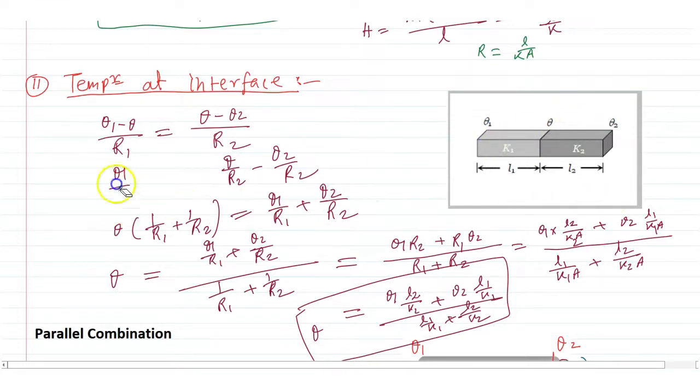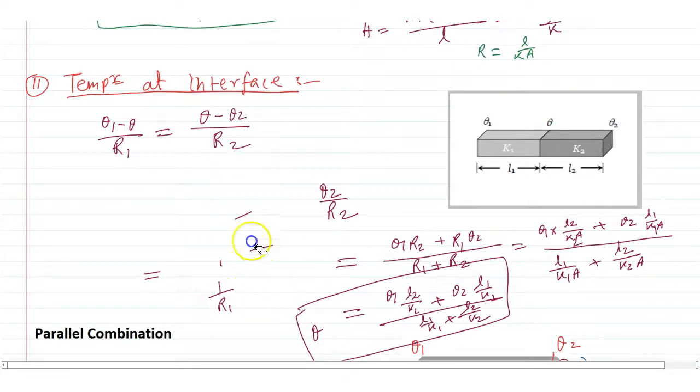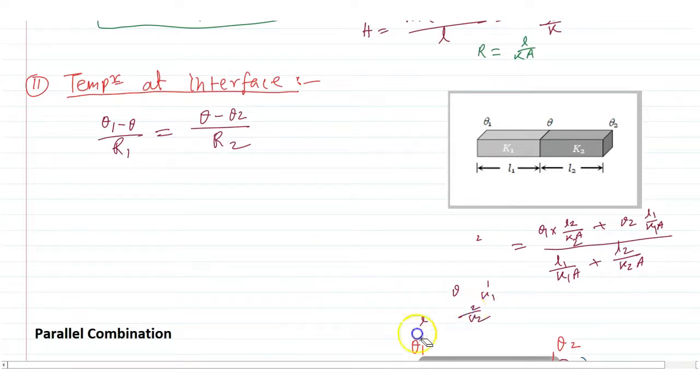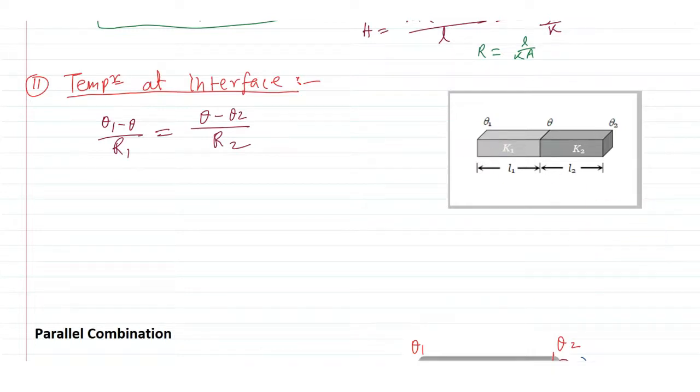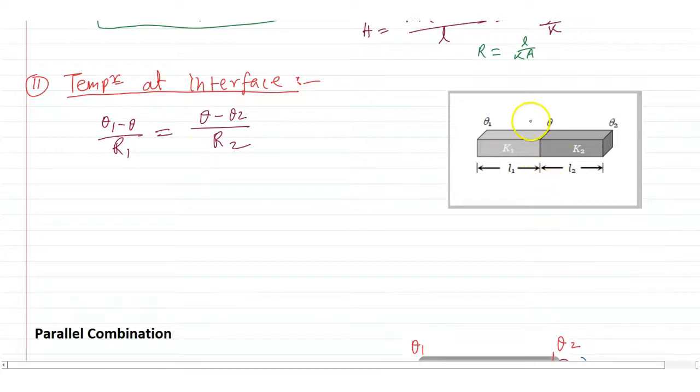Okay. So to find the temperature of the interface, the rate of heat flow, meaning heat current flowing through this, is the same as the heat flowing through this. Just like series resistance, whatever amount of current flows through R1, the same amount of current will flow through R2.